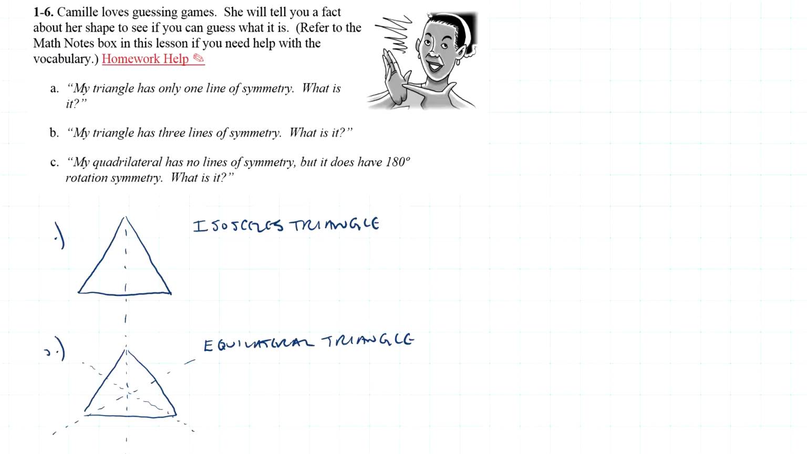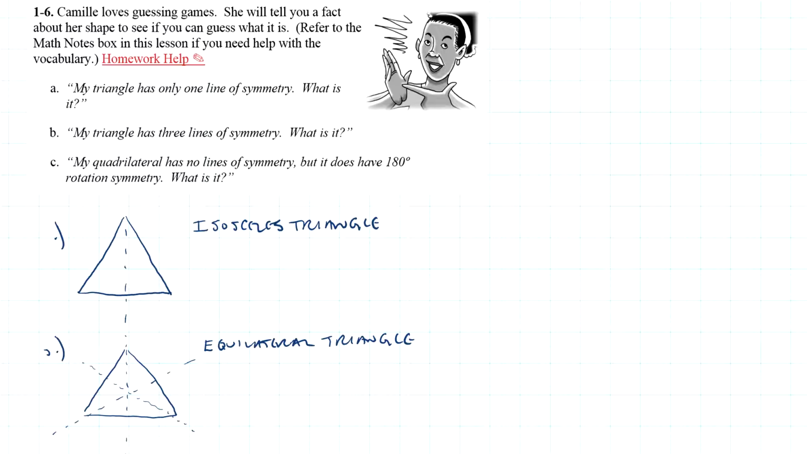Camille loves guessing games. She will tell you a fact about her shape to see if you can guess what it is. Refer to the math notes box in this lesson if you need help with the vocabulary. This is going to be a common theme in the book, so if there are words here you're not aware of, go to those math notes in the back of the section, and it should help you solve these problems.